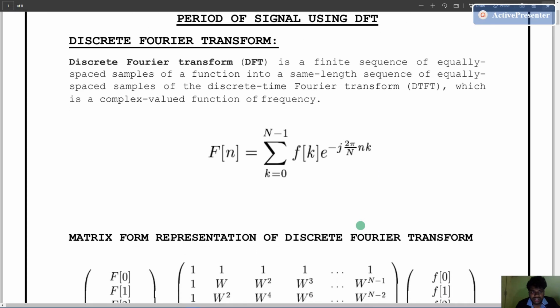The formula for the discrete Fourier transform is as follows: F(n) equal to sigma k equal to 0 to N minus 1 f(k) into e power minus j 2 pi by N into nk. This exponential part is also known as the basis function.